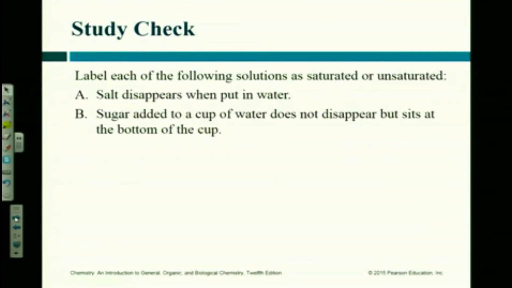Sugar added to a cup of water does not disappear. That means it is saturated. It stays there. You can see it. It's not dissolving. The solution is saturated. It has the maximal amount that it can dissolve.